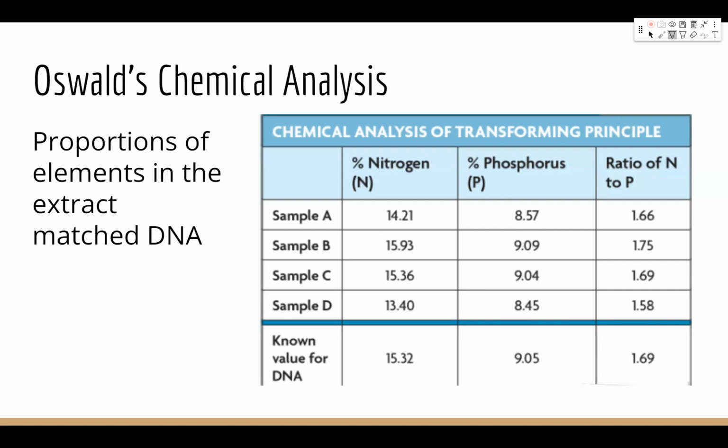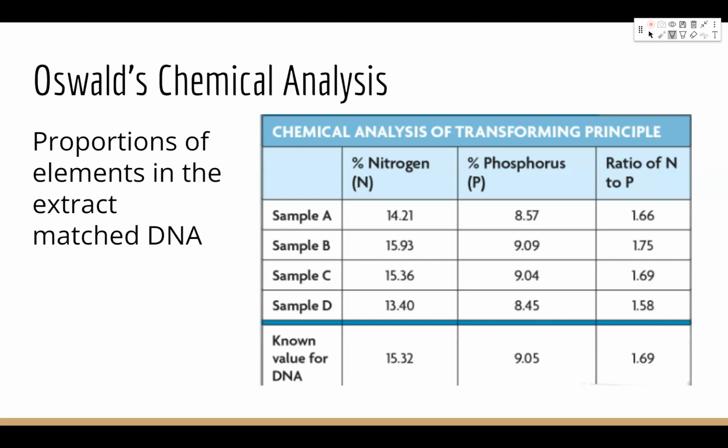So based off of this information, do we think that the transforming principle, this thing that was transforming our safe bacteria into harmful bacteria, is DNA or proteins? Proteins, even though our proportions match DNA? You are thinking exactly like the scientific community is thinking. This data is saying, hey, we think the transforming principle is DNA.